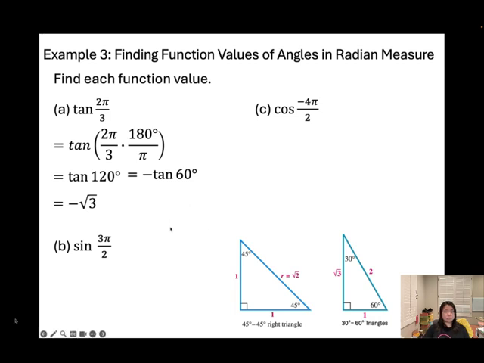And then B, when you convert it, that will be equal to 270 degree. Okay, you're going to multiply by 180 divided by pi. So you should find sine 270. So sine 270 degree will be equal to negative 1.